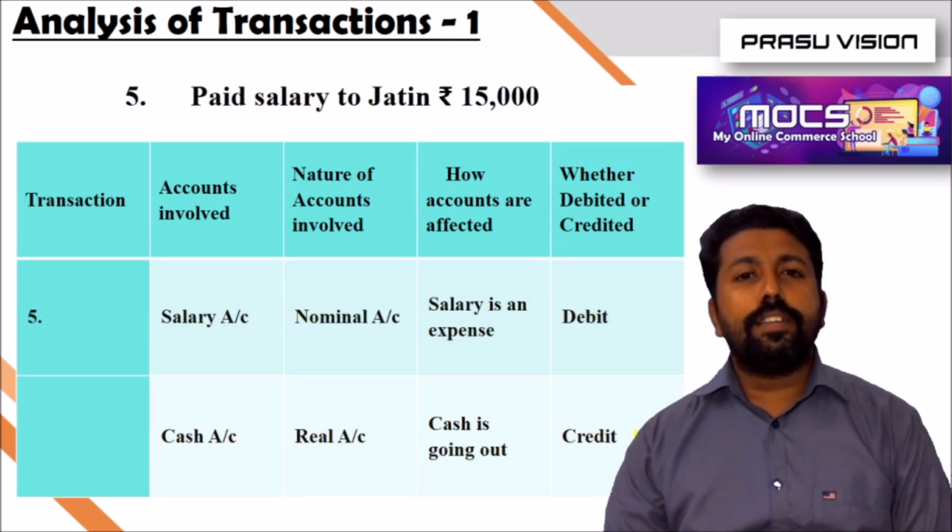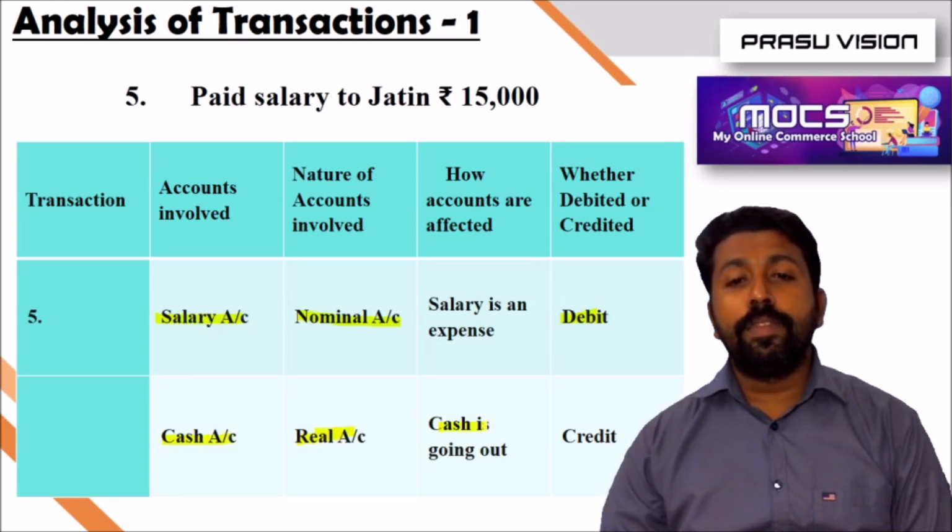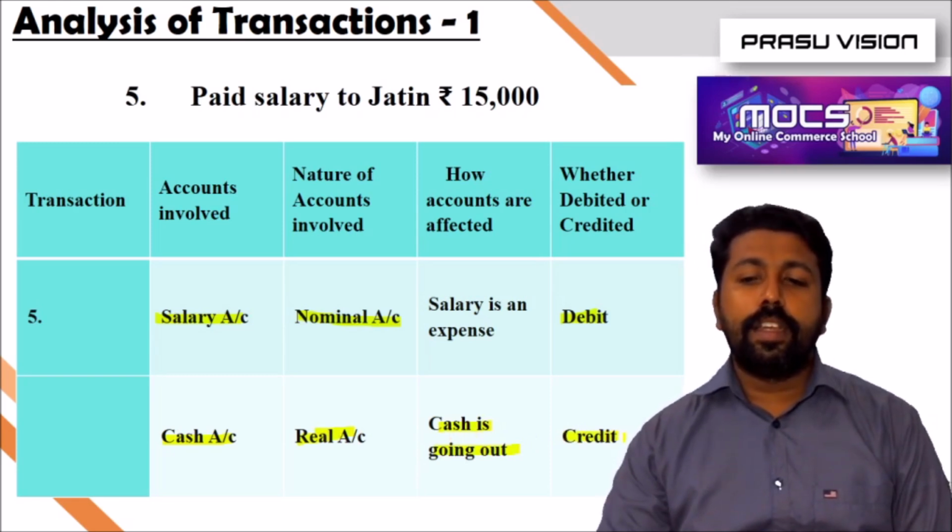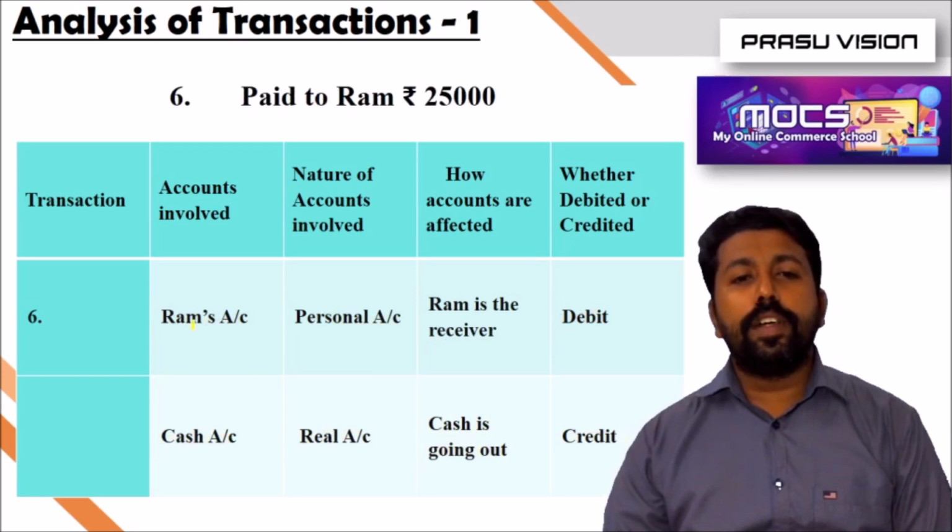Also, salary paid to Jatin 15,000. Salary is an expense, a nominal account, so it is debited. Cash, you know very well, is a real account, and it is going out of the organization, so asset going out, credited. Also, paid to Ram: a personal account, Ram is the receiver, so debited. Cash, you know very well, is going out of the organization, so it is credited. I hope it is very clear for you.